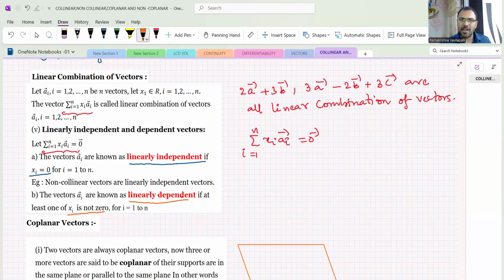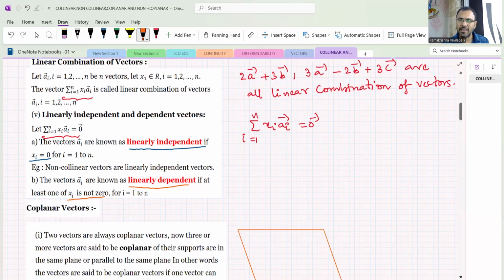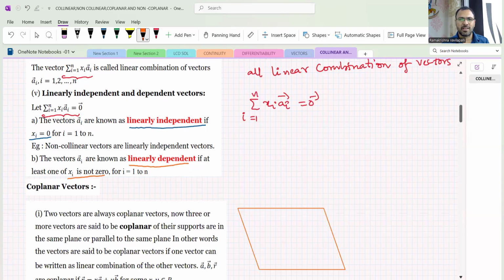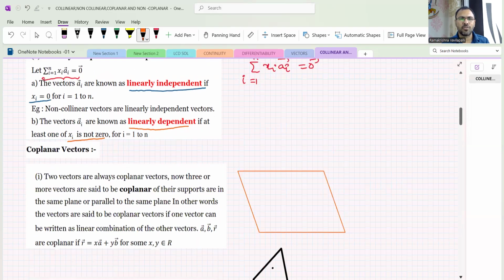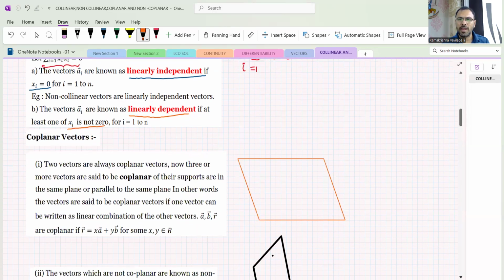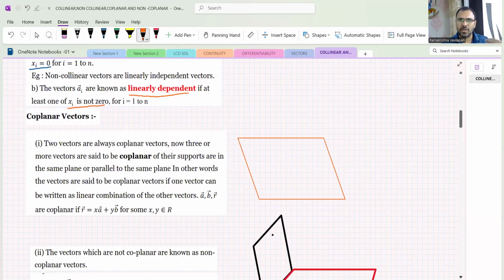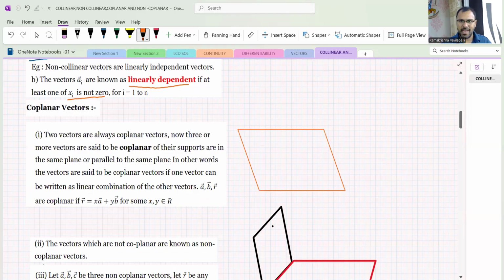Later on, I will link linearly independent and linearly dependent vectors with collinear, non-collinear, coplanar and non-coplanar vectors. So what is meant by coplanar vectors? Coplanar vectors either lie on the same plane or their supports are parallel to the same plane.